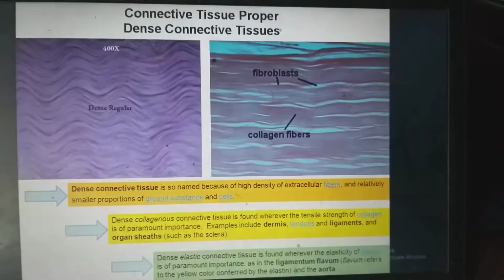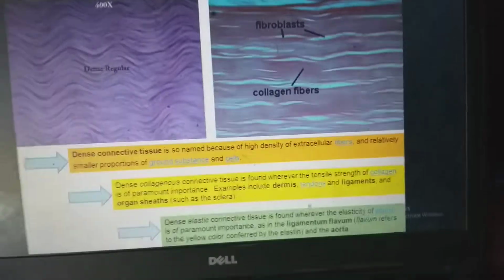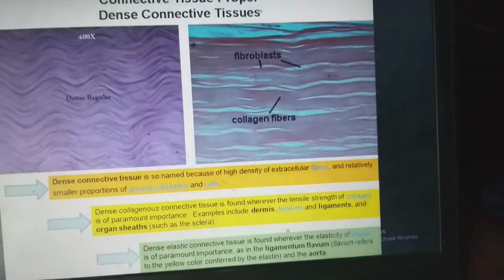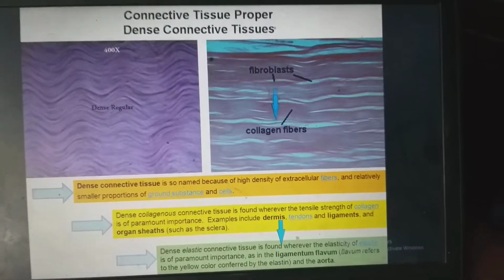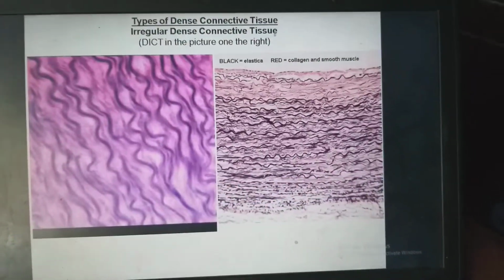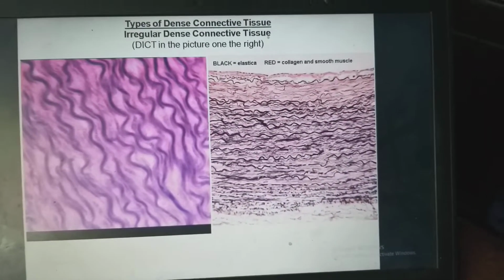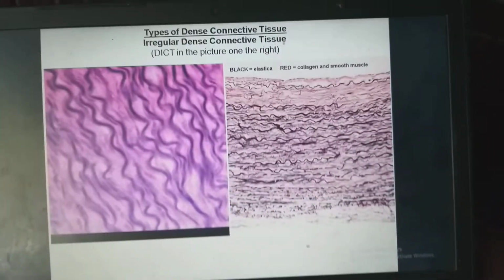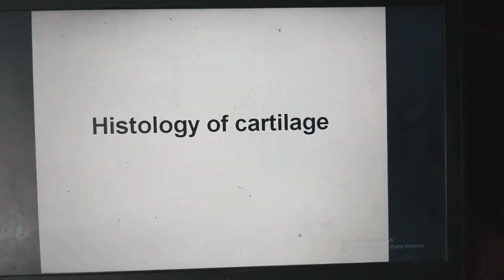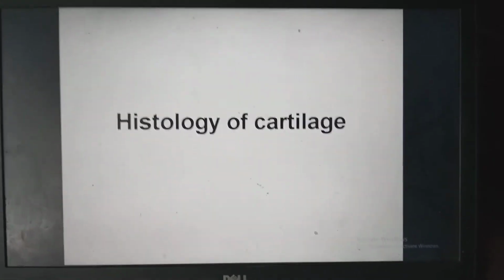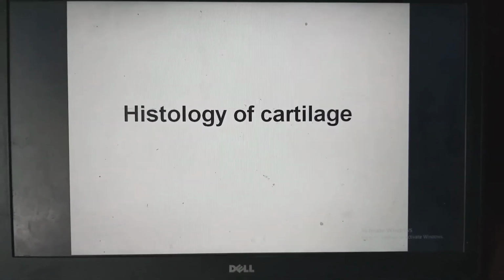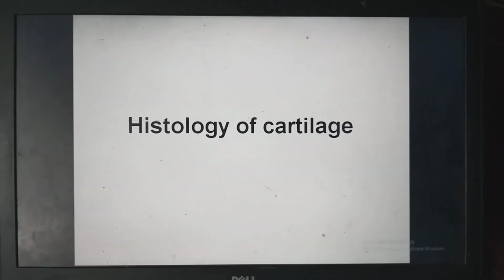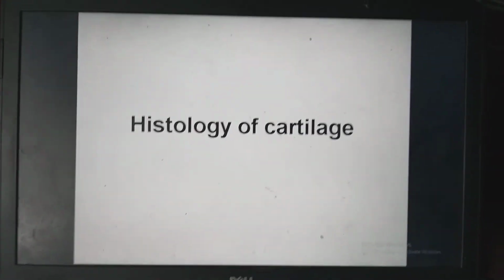The other is dense connective tissue. Look at the arrangements, regular orientations. But when we come to the irregular one, it has no regular orientation. Have you seen the zigzag? They have no regular orientations. The other are supportive tissues, like bone and cartilage. Next, we will come to supportive connective tissue, cartilage and bone.